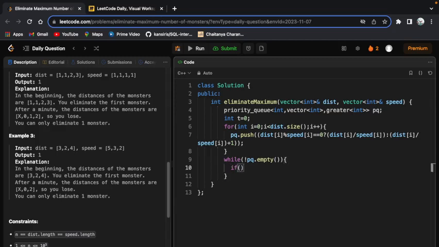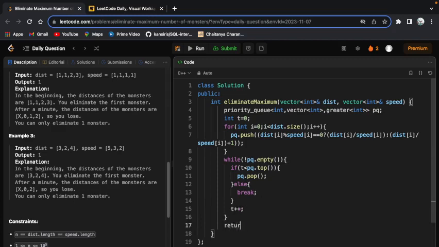So the condition is t should be less than pq.top(). The monster should always take more time to reach than the minute that we are currently at. Only then will we be able to kill the monster. So in this case, I have to pop. Otherwise, break, and we'll also increase our time in each iteration. Okay, and after this I can simply return this t value.